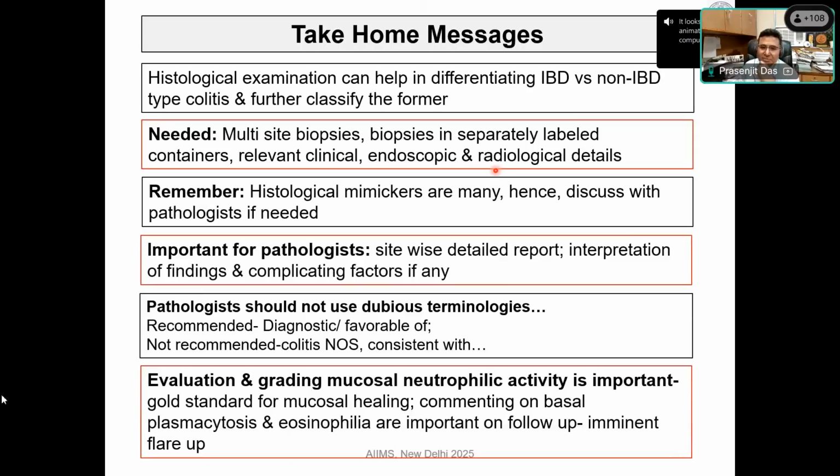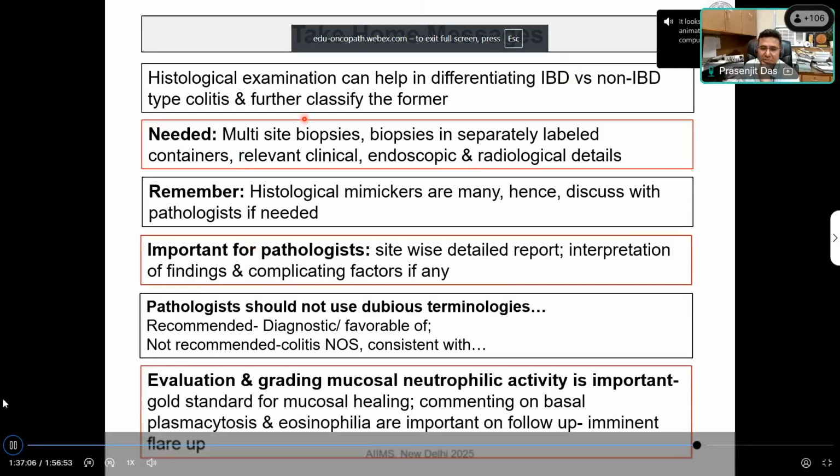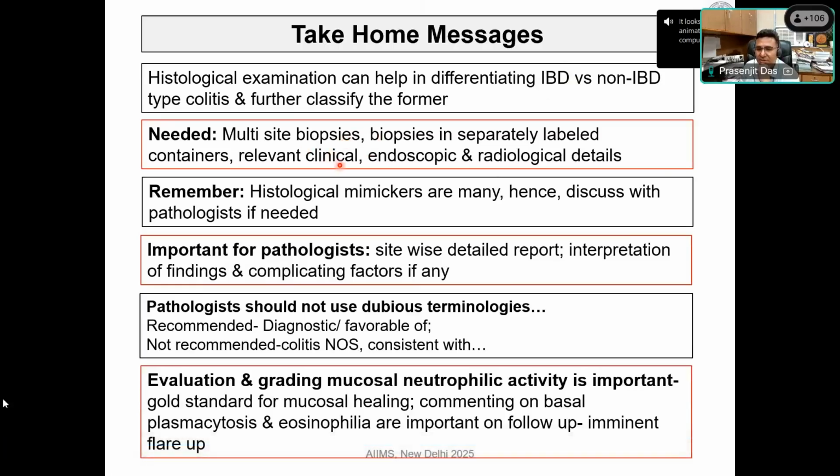So the take-home message was what we have learned. Some histological features are definitely there. It is not so non-specific. You have to know to differentiate between IBD and non-IBD. And what is most important, segmental biopsies. The orientation is important. We have to know the endoscopic, radiological and clinical detail to correlate and say if it is diagnostic or it is just a histological favoring point.